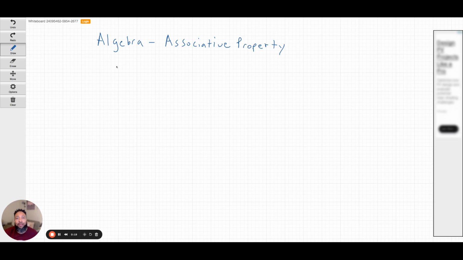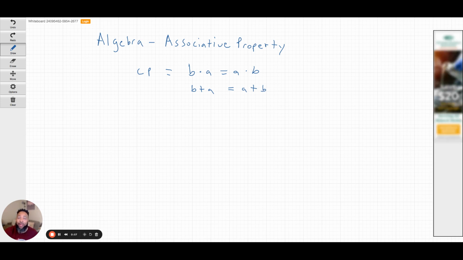First, let me talk about the commutative property, which says that when it comes to addition and multiplication, it does not matter what the order of the numbers is when it comes to that sum or that product. So, for instance, the commutative property states that B times A equals A times B, or B plus A equals A plus B. That is the commutative property, which states that you have two numbers, whether you add them or multiply, just adding and multiplication, the order does not matter.